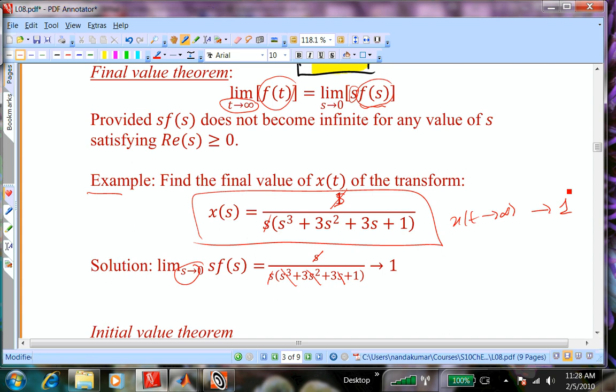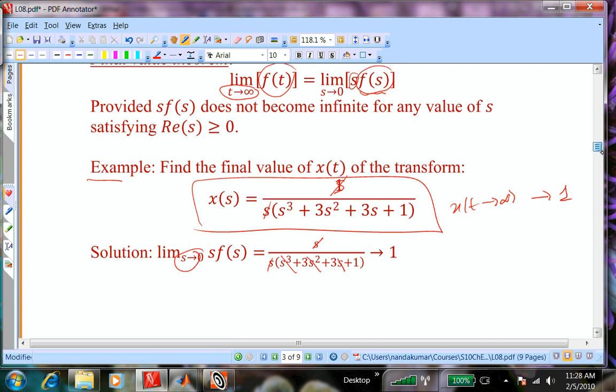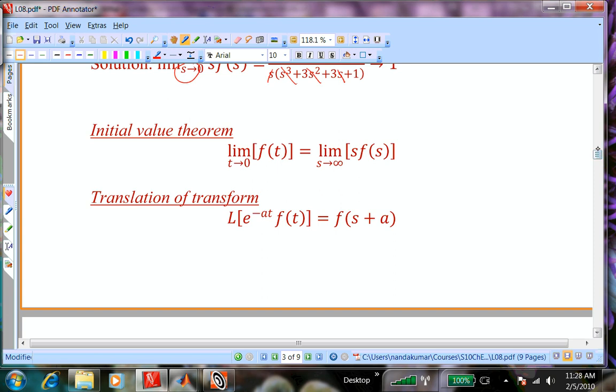That is very useful because you can get the final steady-state solution right away, without really having to compute anything. Okay? So the final value theorem is extremely useful. And there is another one called the initial value theorem, which is not so useful, but still the theorem is there. We simply say, what is the function value at t equal to 0?